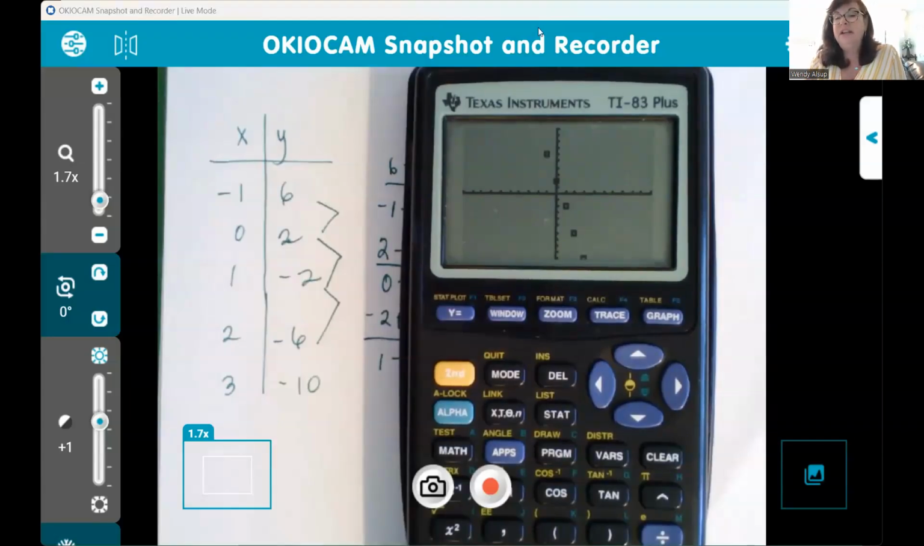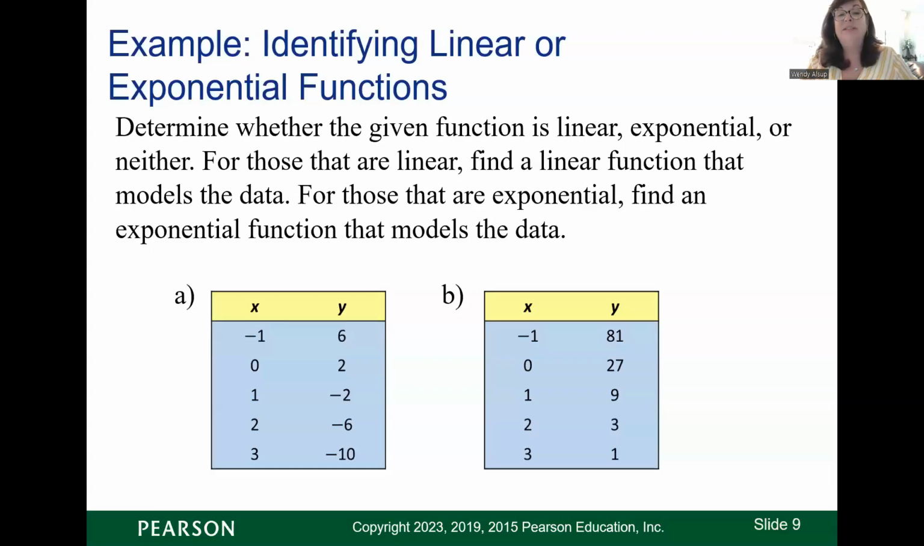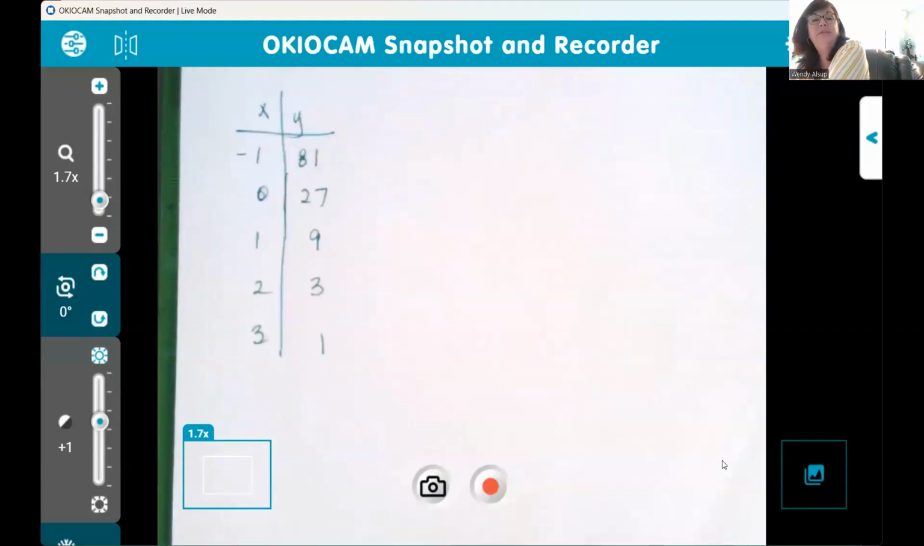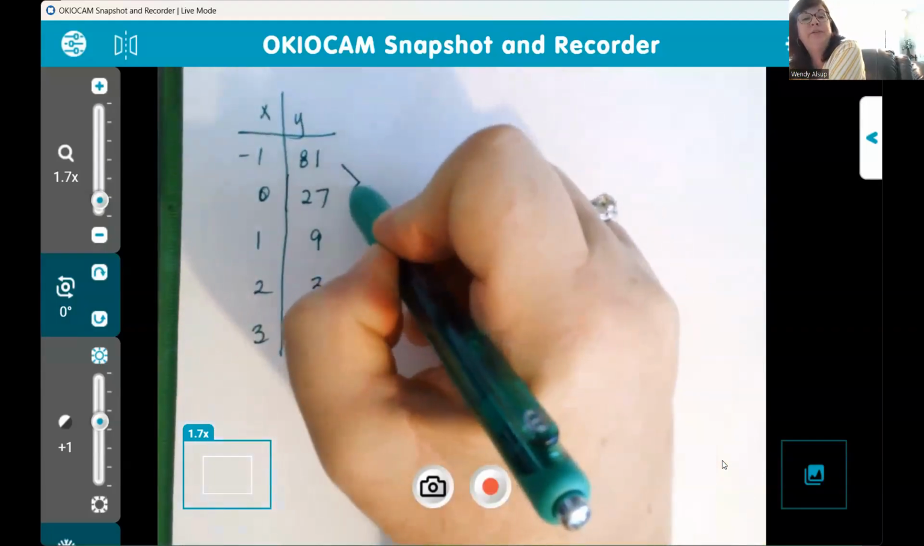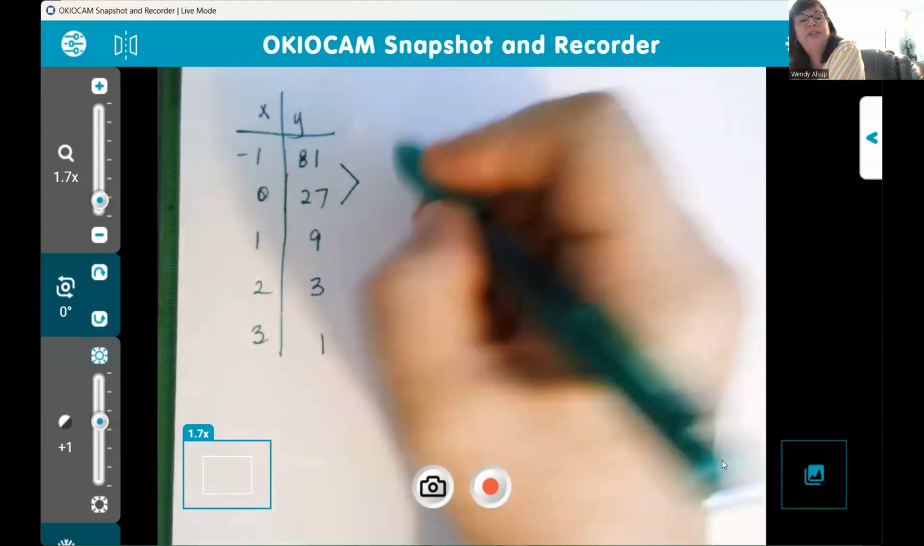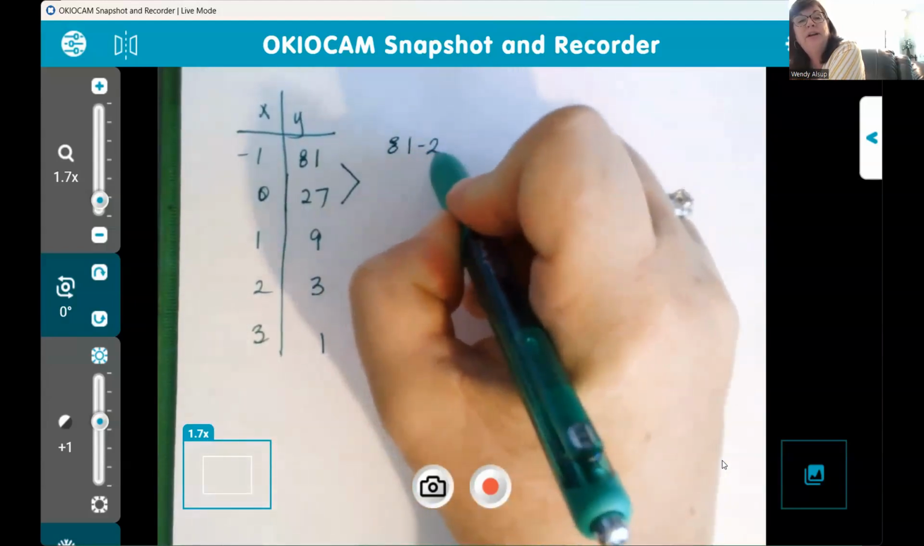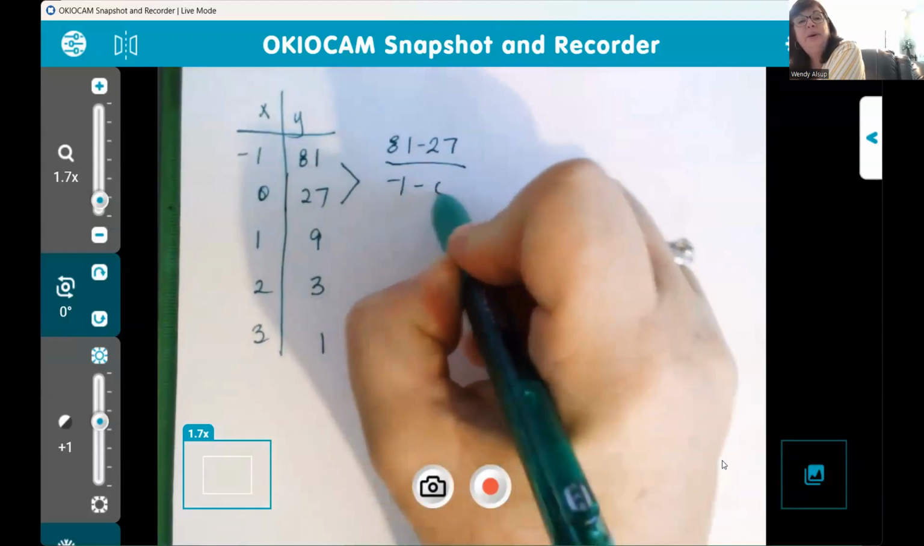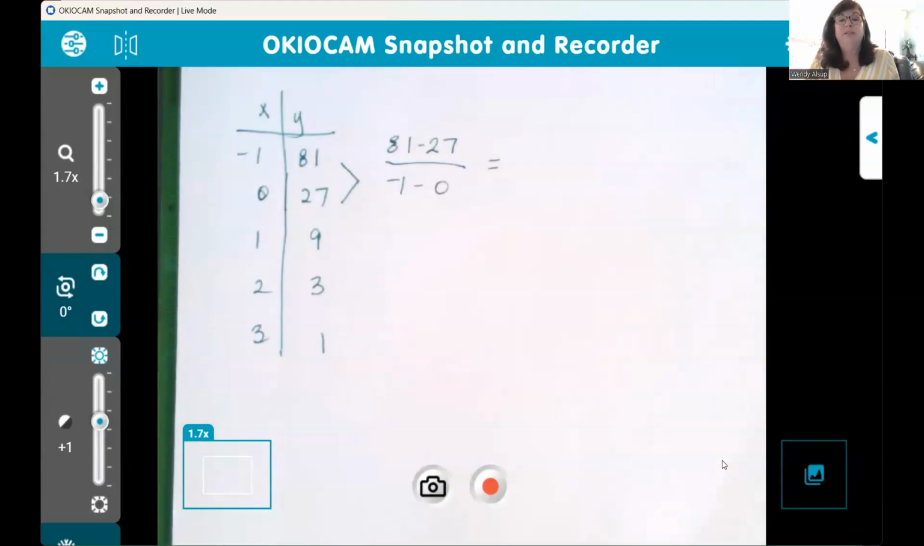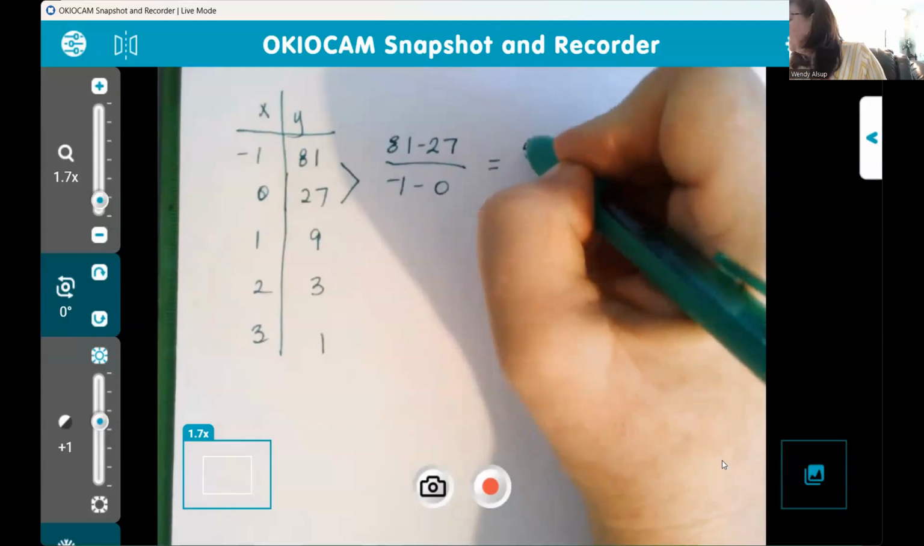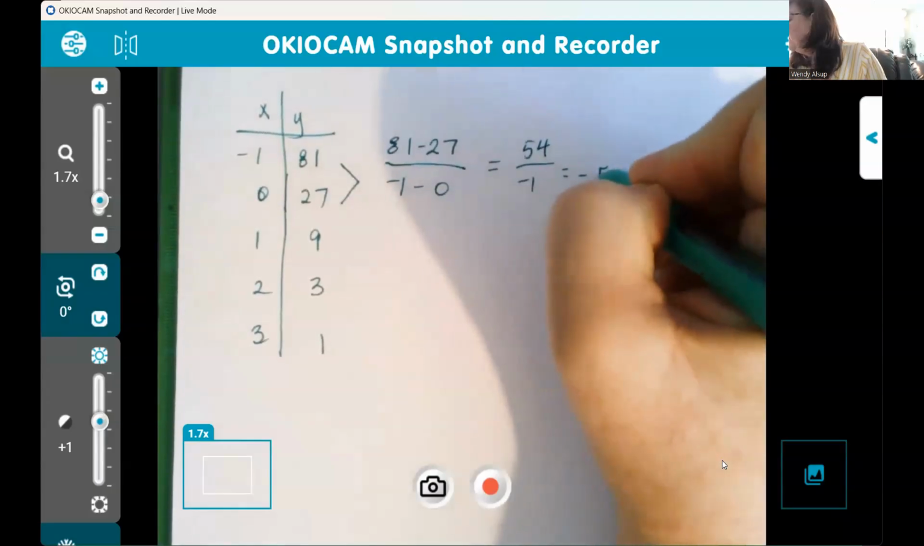Now, in our second set of data, I'll let you take a moment to write down the second set of data. You can pause me real quick. Did you get those written down? I did. I want us to look real quick at the slope between a few of these. If I find the slope between (-1, 81) and (0, 27), that's 81 minus 27 up top and -1 minus 0 on the bottom. 81 minus 27 is 54 over -1, so I got a slope of -54.